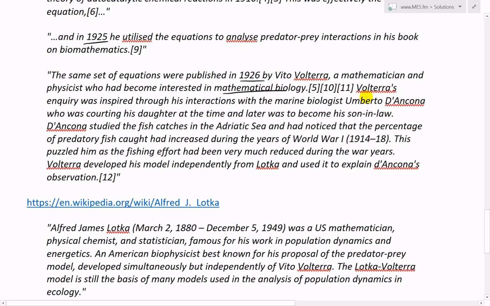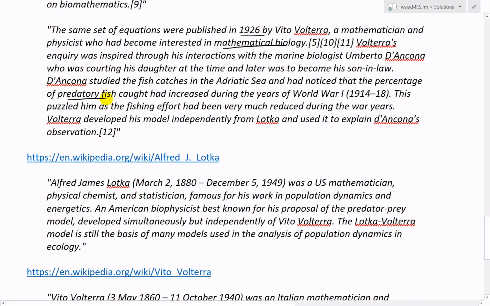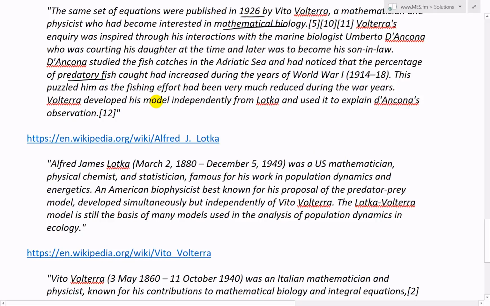Volterra's inquiry was inspired through his interactions with the marine biologist Umberto d'Ancona, who was courting his daughter at the time, and was later to become his son-in-law. Yeah, it's pretty interesting. And then d'Ancona studied the fish catches in the Adriatic Sea and had noticed that the percentage of predatory fish caught, these are fish that eat other fish, had increased during the years of World War I, 1914 to 1918. And this puzzled him as the fishing effort had very much reduced during the war years.